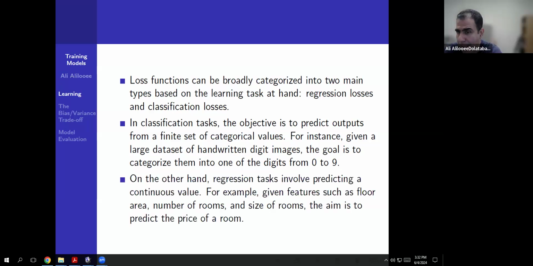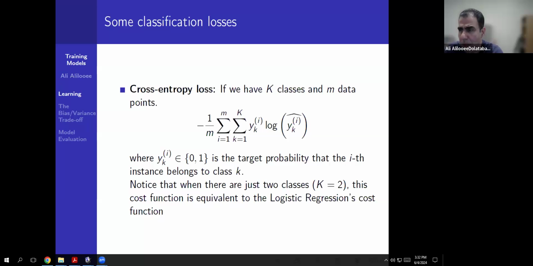And in the regression task, we want to predict a continuous value. For example, given features such as floor area, number of rooms, and size of rooms, the aim is to predict the price of a room. So we will see some examples of these two different cases.